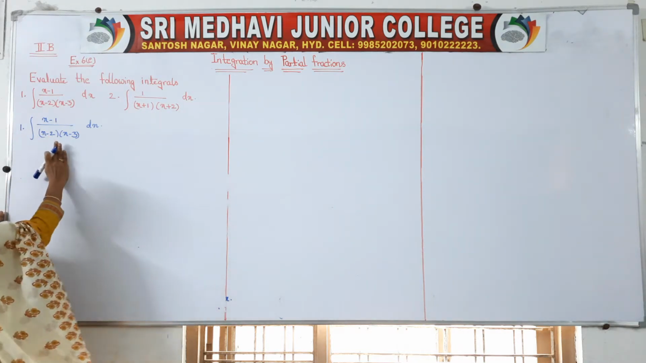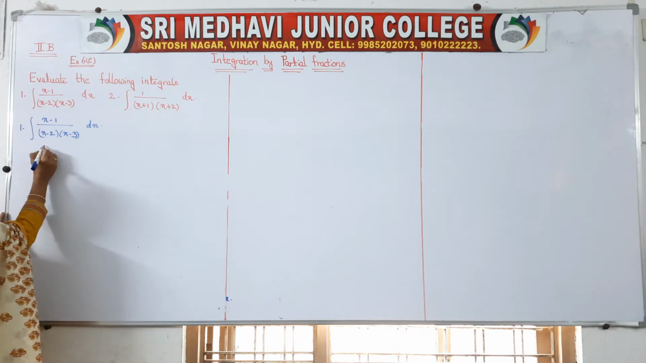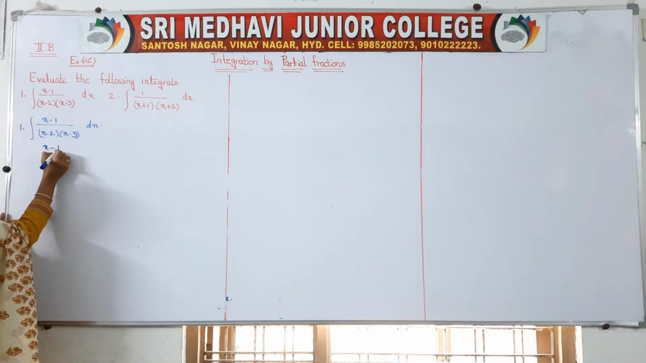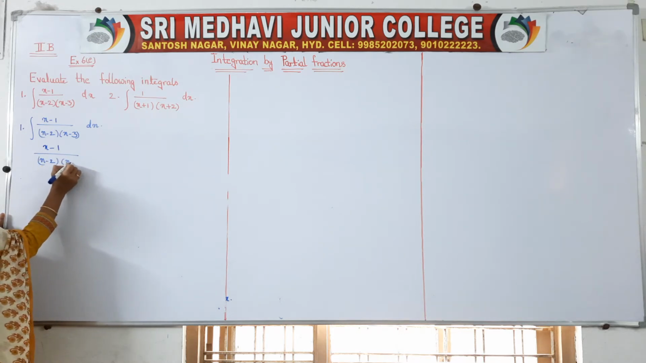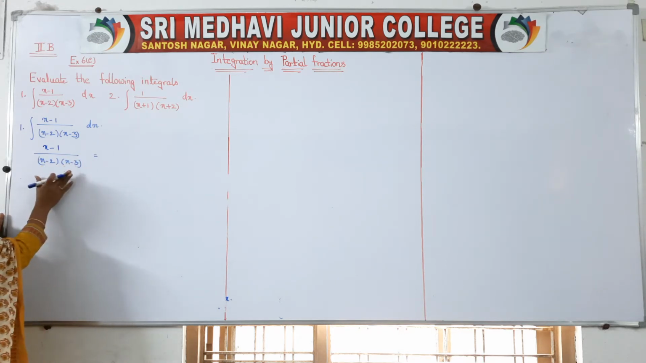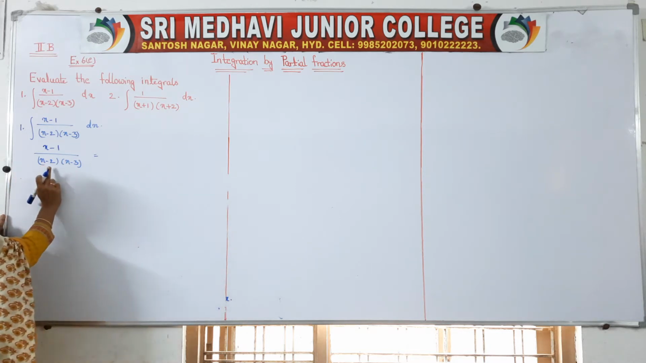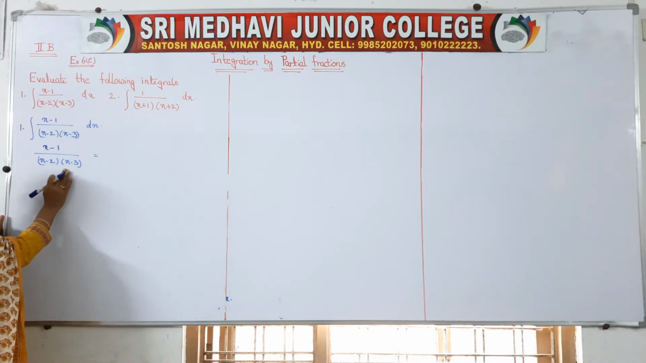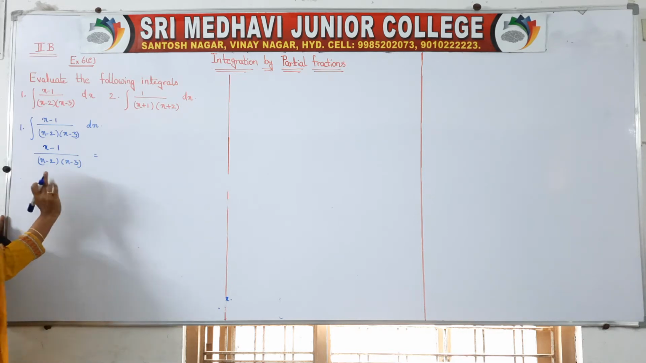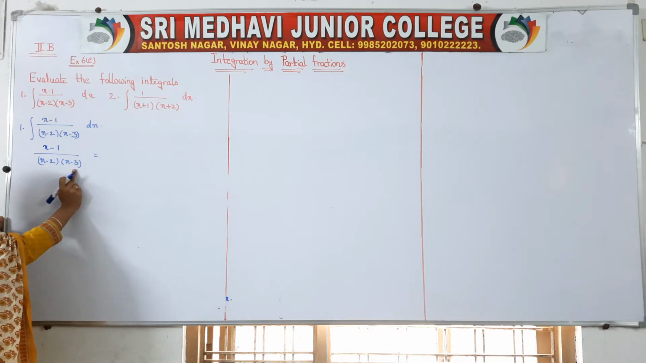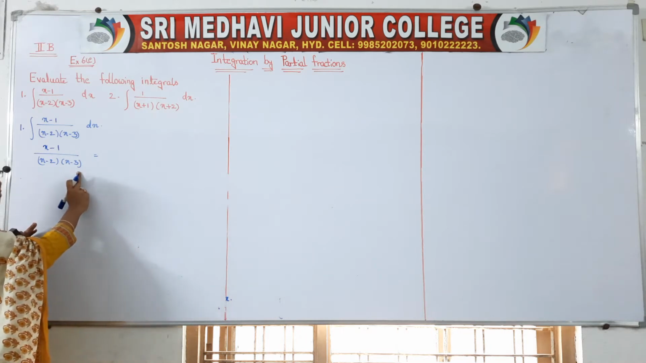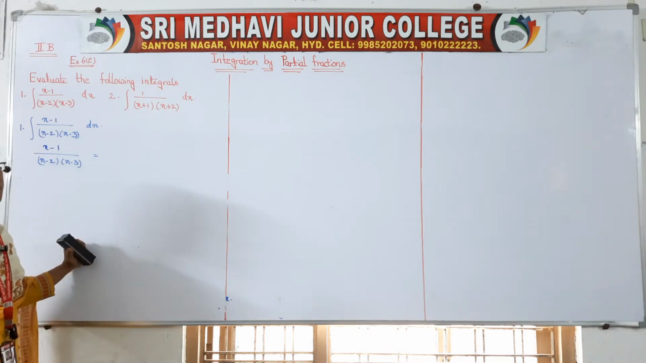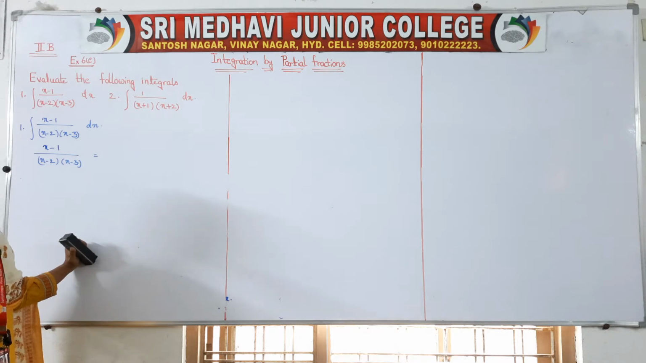So what is the procedure to resolve the problem into partial fractions? Observe carefully, we can write this as (x minus 2)(x minus 3) as it is I have taken. Now observe downwards, how many linear factors are there? In the denominator, how many linear factors are there? This is called one linear factor, this is called another linear factor, two linear factors. So whenever two linear factors are there, according to each linear factor, we can take one fraction.